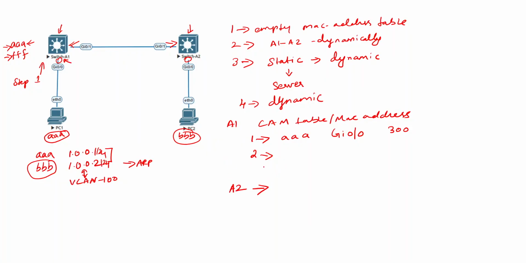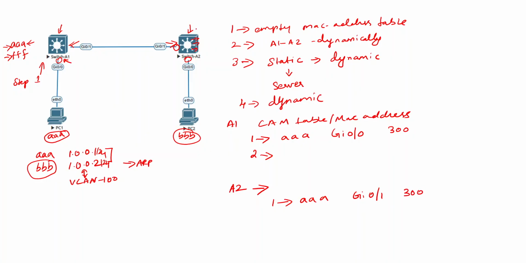Now in A2, it knows it's an incoming frame, right? So it will again check whether the destination MAC is available and which VLAN it has received. Then it sends it to all the ports belonging to the same VLAN except the port where the traffic was received. Before sending, it checks the MAC address table to see whether it has an entry for the source MAC. If it isn't there, it will add an entry like this: AAA, the interface it was received on, Gig 0/1, and the aging timer.